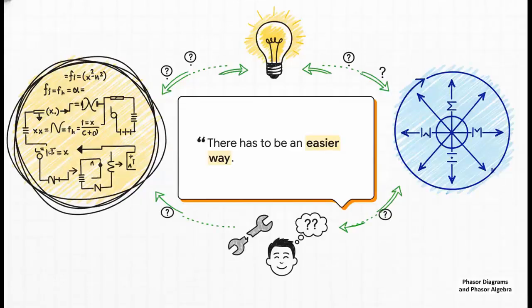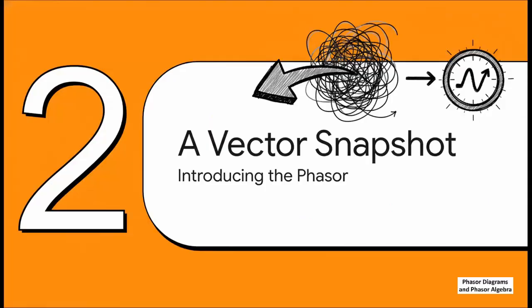And that leads to this universal feeling. Seriously, anyone who has ever wrestled with those long equations has had this exact thought. It feels like you're using a sledgehammer to crack a nut. And the good news is, you are, because a much, much better tool is out there. So let's meet the hero of our story. We're going to take this messy, time-varying problem and solve it by taking what's basically a vector snapshot. It's time to introduce the phasor.